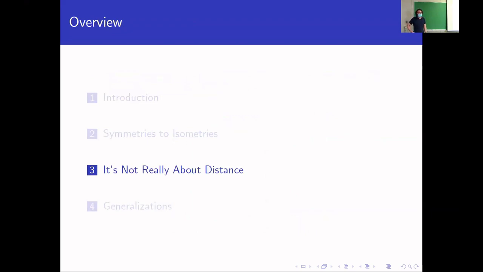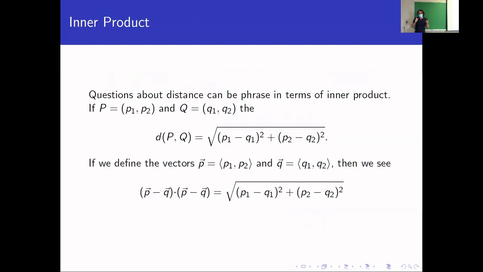Now after all that, it's not really about distance. Okay, it's nice to think about distance, and it's a kind of very elementary concept to wrap your head around, but in a way there's something more fundamental going on behind the scenes, not just distance. Okay, it's really about inner products. Okay, so of course we know the distance formula for stuff in R2.